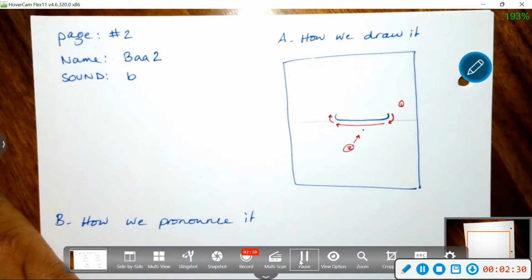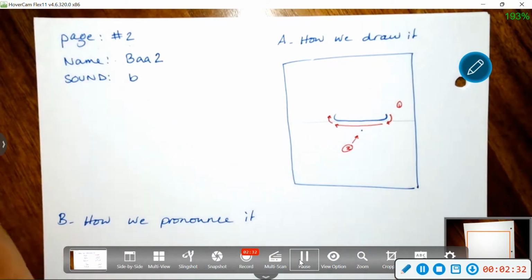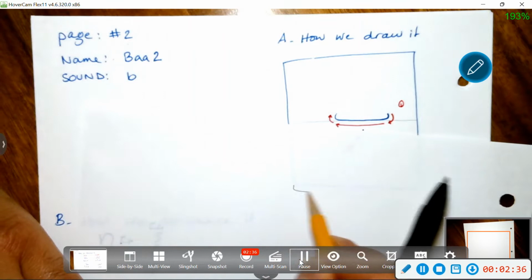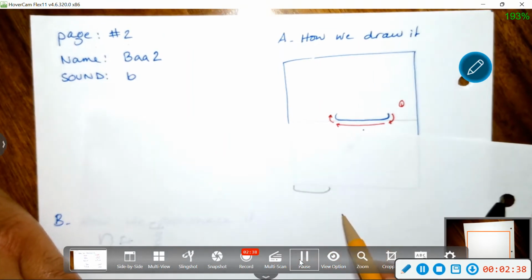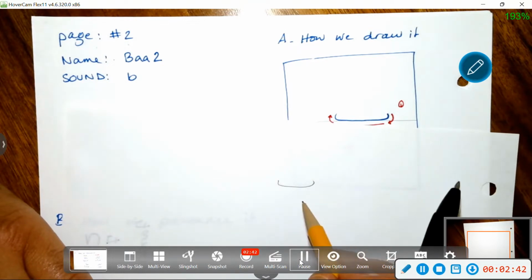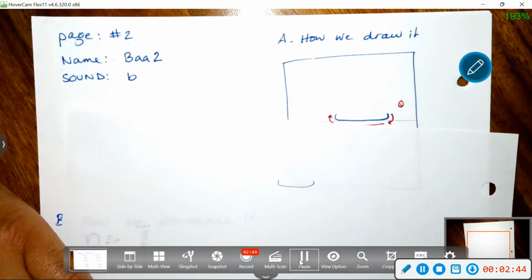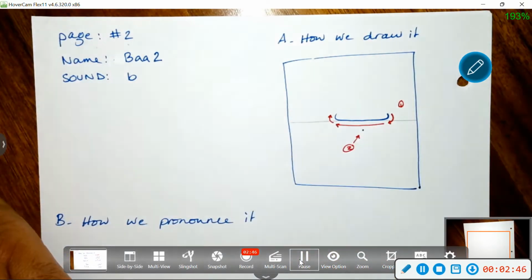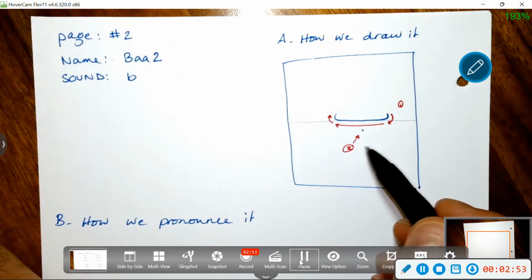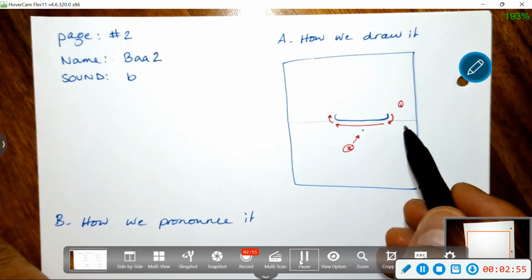Now some students I've seen draw it from left to right, thinking that Arabic is written the way we write English, since they got used to writing English letters. But this is not true. You have to start from right to left.